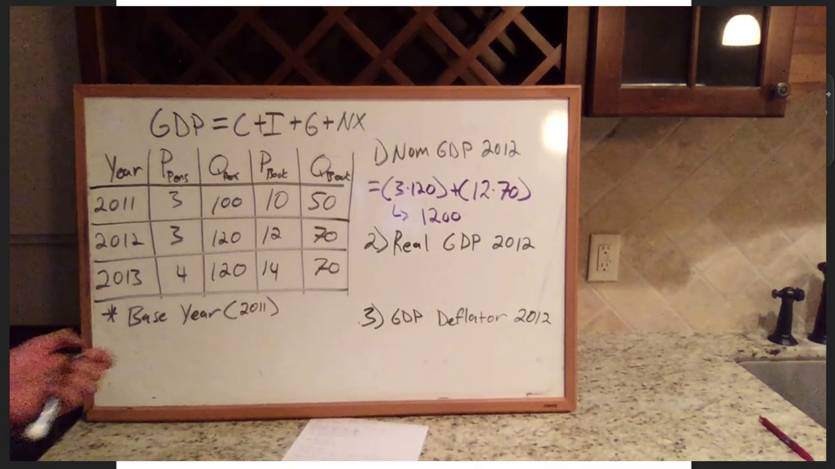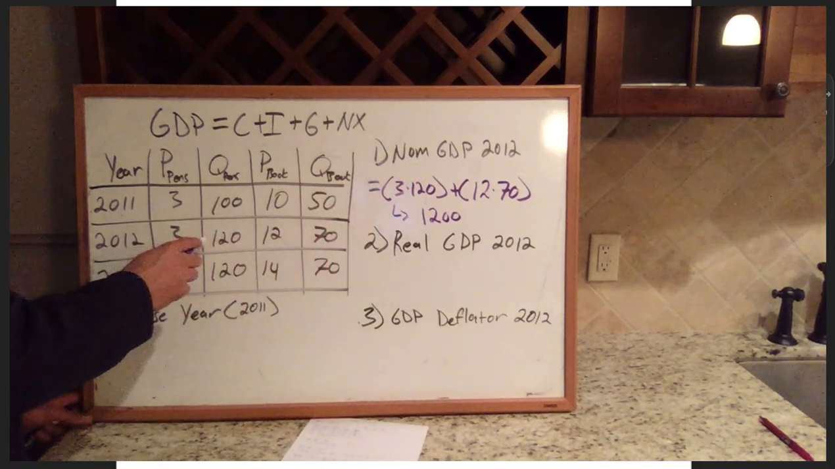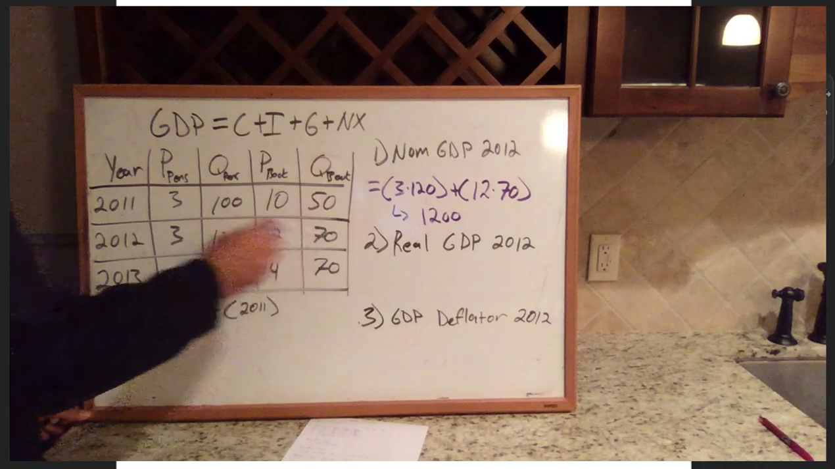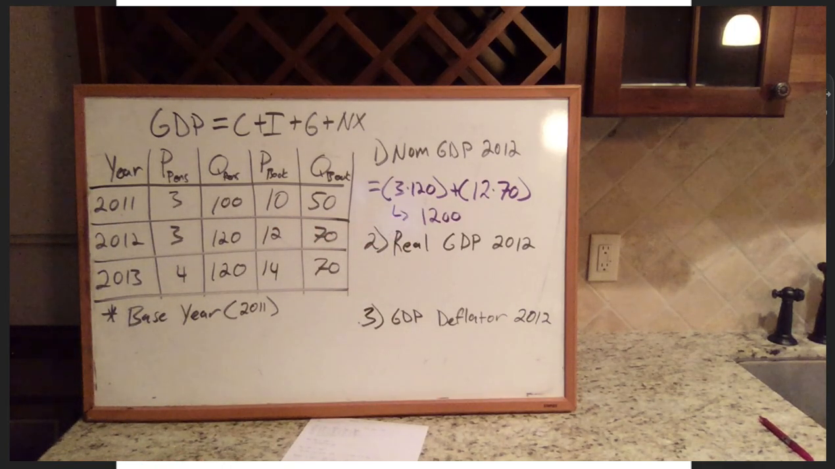All right, so I carried out the math. So we're looking at 2012. We're going to just look at this row. It's 3 times 120, and then 12 times 70, and you add those two together. So for your nominal GDP in 2012, it's $1,200.